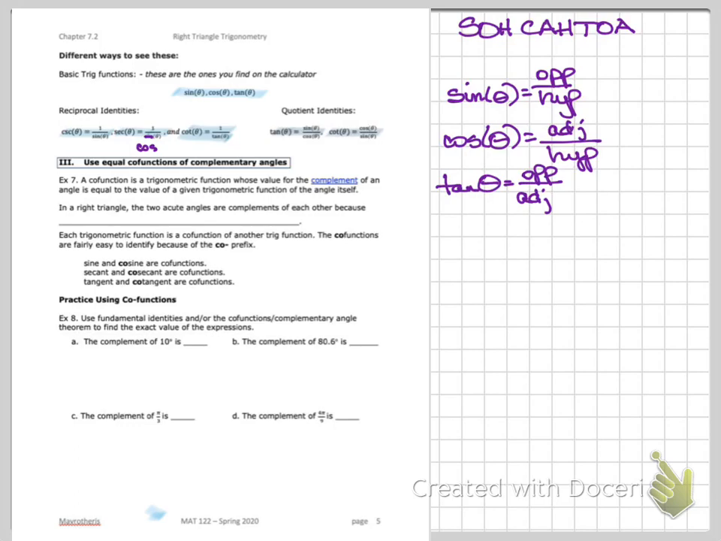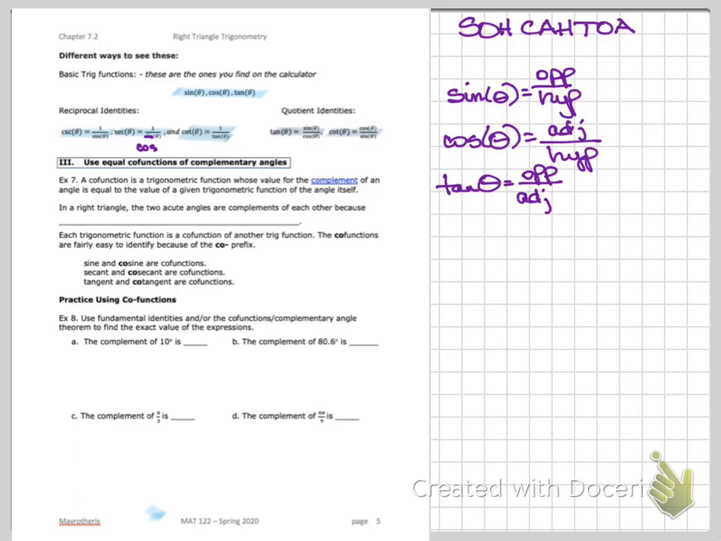So we're going to talk about something just a little bit different. We're going to talk about cofunctions. So example 7. A cofunction is a trigonometric function whose value for the complement, you notice the word complement is in blue and underlined. It is a link to a web page that'll give you a definition of a complement if you're unsure of what that is. Okay.